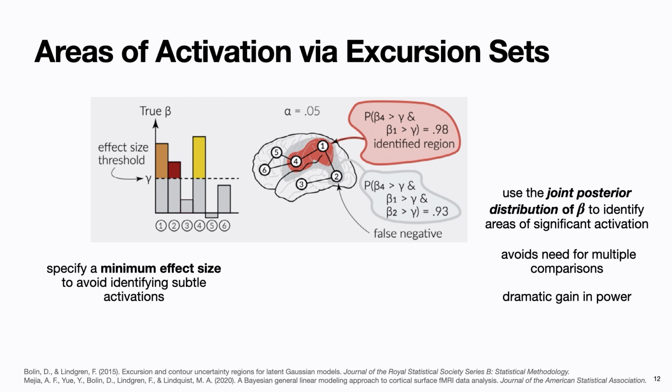So another thing that we can do is to specify a minimum effect size of interest, say 1% signal change, 0.5% signal change, for a motor task, maybe 2% signal change, and only identify significant areas of activation that are above and beyond that minimum effect size.